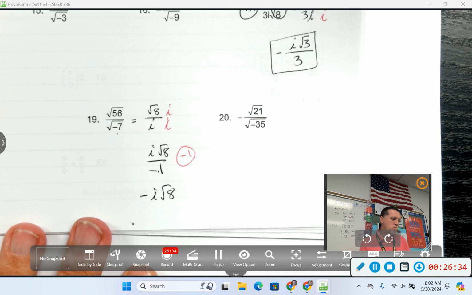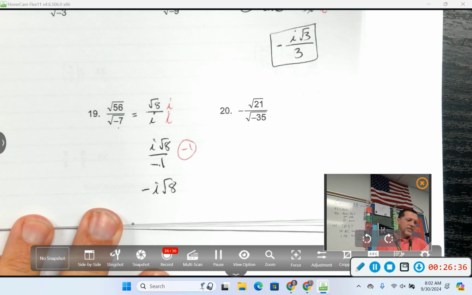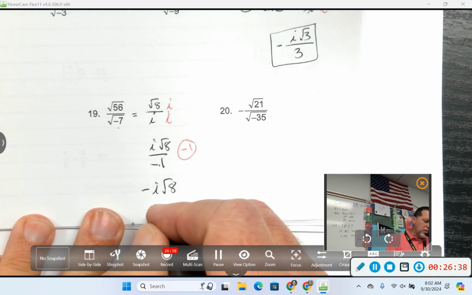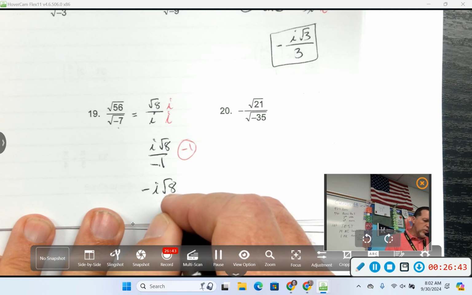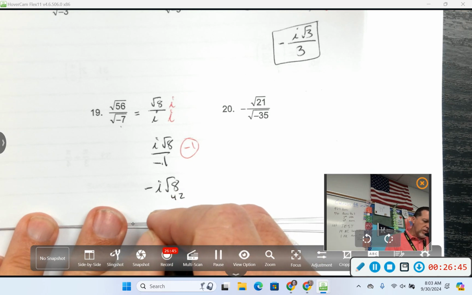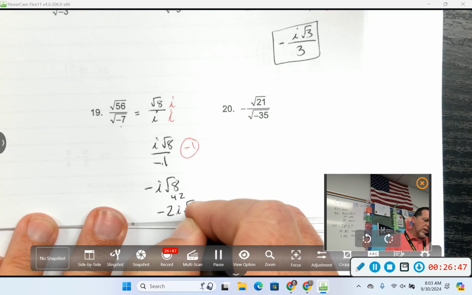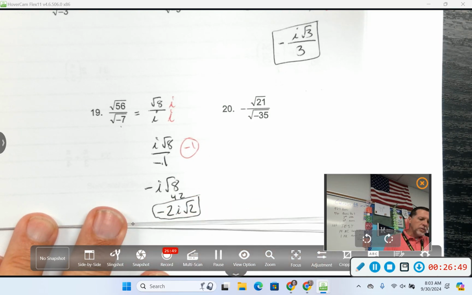Wait, why wouldn't you simplify the 8? Oh, good call. -1 for leaving it like that. Maybe -2. What does 8 become? 2 root 2. 4 and 2. So let's see if we can put all the things in the right spot here. -2i root 2. Yeah.